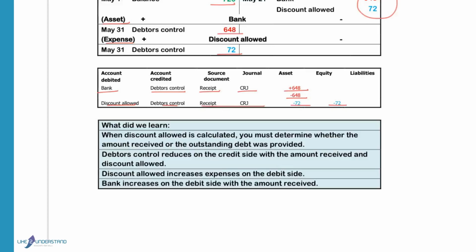When discount allowed is calculated, you must determine whether the amount received or the outstanding debt was provided. Debtors control reduces on the credit side with the amount that you receive and the discount allowed. Discount allowed increases on the debit side because expenses increase on the debit side. Bank increases on the debit side because assets increase on the debit side with the amount that was received.